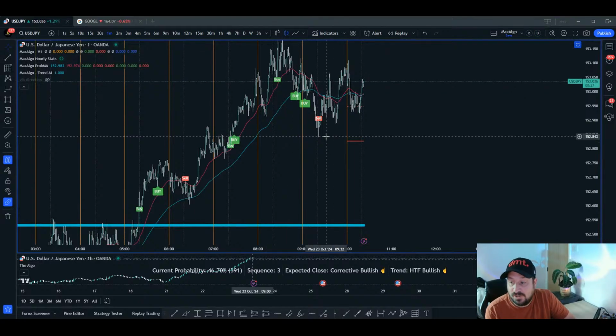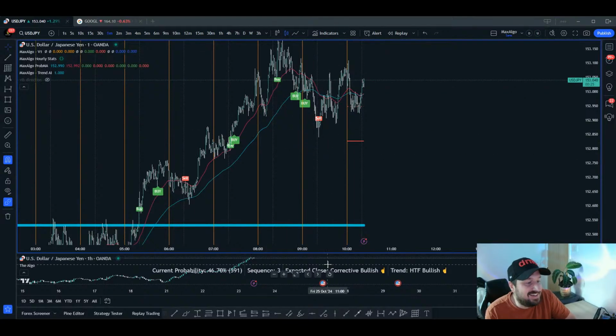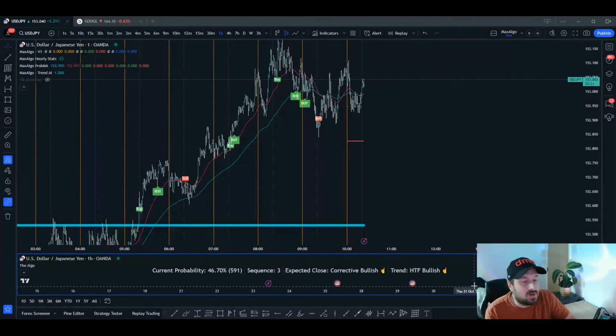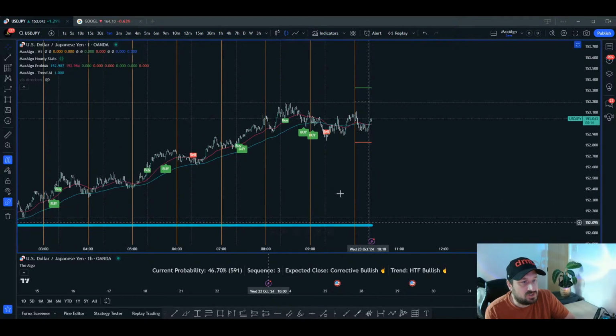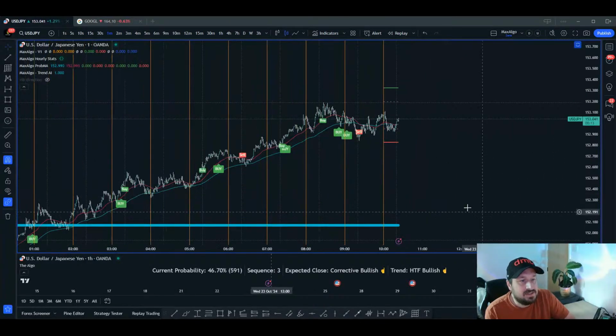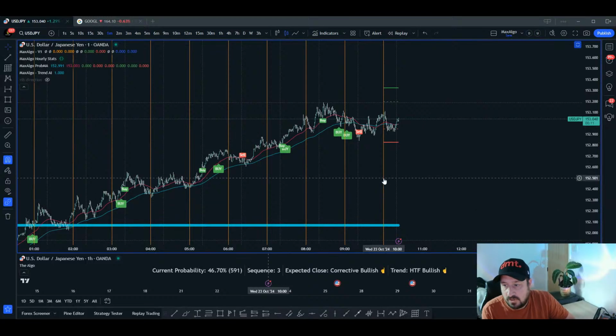They haven't even looked at USD JPY. So currently on the hour, we are corrective bullish. So we have nothing giving us anything exciting on the hour at the moment. Obviously, we have a strong trend. So we don't currently look to short this, not until we transition.